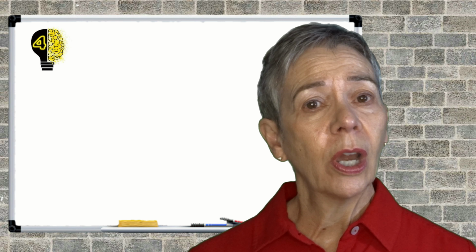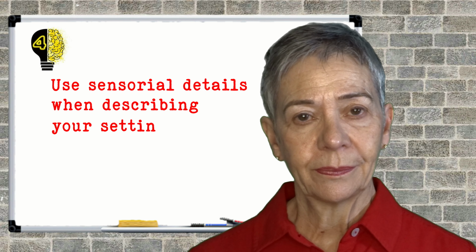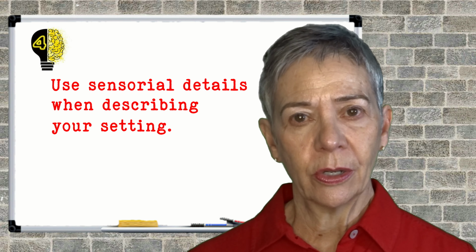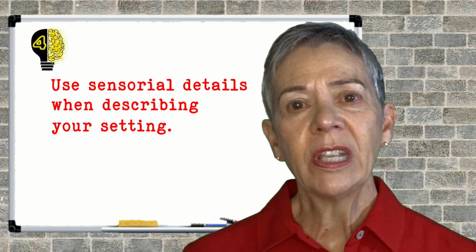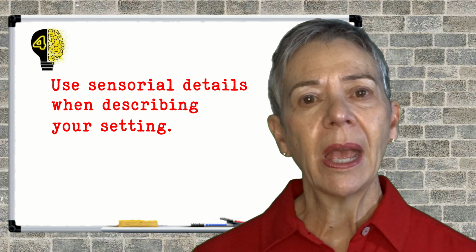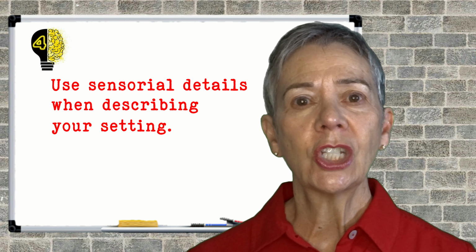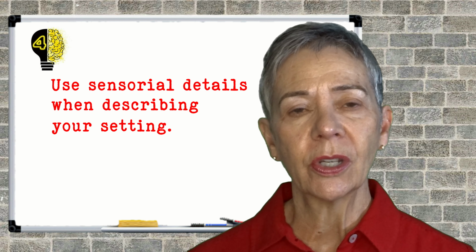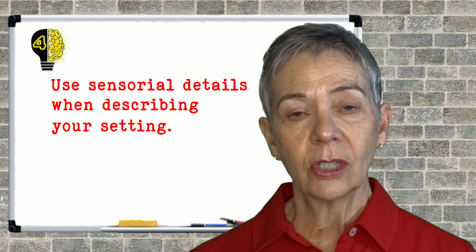Tip number 4, use sensorial details when describing your setting. How does it look to the readers? What do they see? How does it feel to them? What feeling do they get? What can they smell? What can they hear? What can they touch? Is there anything tactile about it? All of these sensorial details will bring that setting to life.